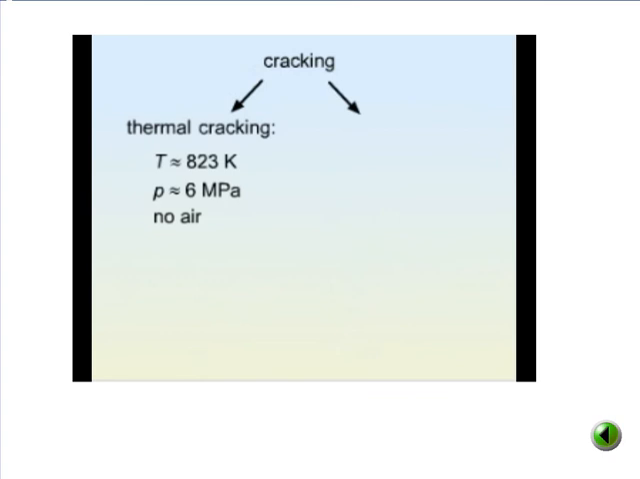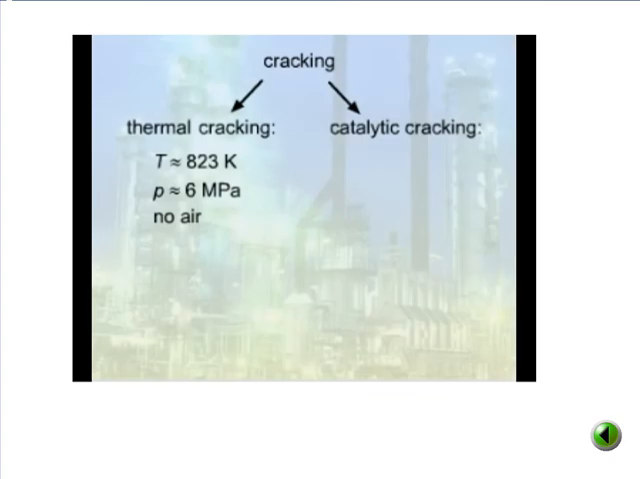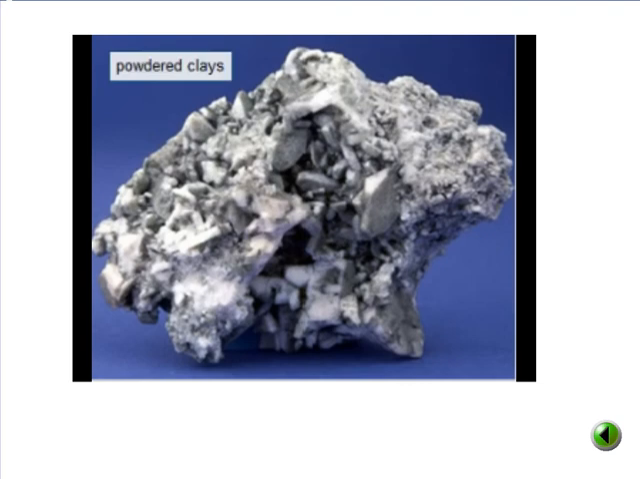The newer method, catalytic cracking, takes advantage of materials called catalysts, allowing the reaction to proceed at a lower temperature and pressure. In this process, finely powdered clays play the role of catalyst.